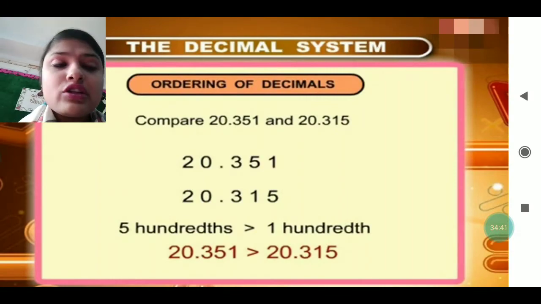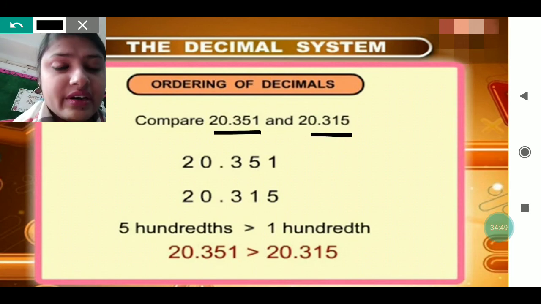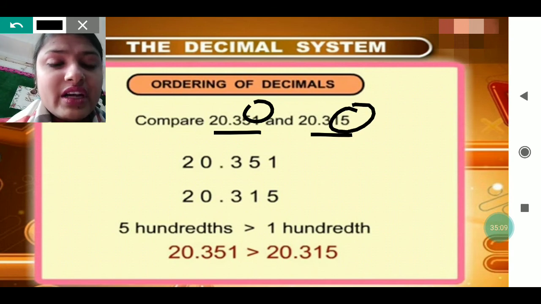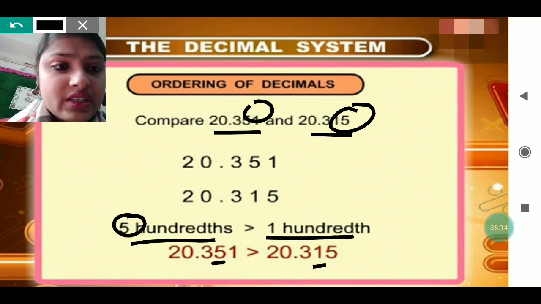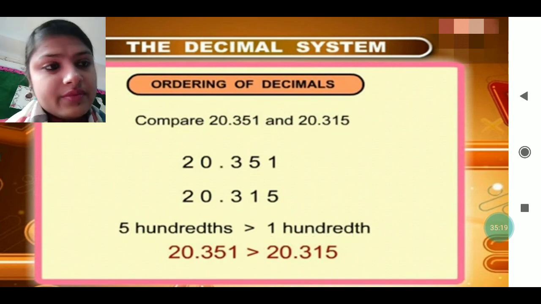Similarly, you can see in this question also, 20.351 and 20.351 are both similar. The whole number is also similar. The ones place, the 10th place, the 100th place, or the 1000th place, all are similar. So what will you write in that case? No, all are not similar. Here 51 is there, and here 15 is there. So you will compare the 100th place. 5 is written here and 1 is written here. Which is greater? 5 is greater, so 20.351 will become greater.